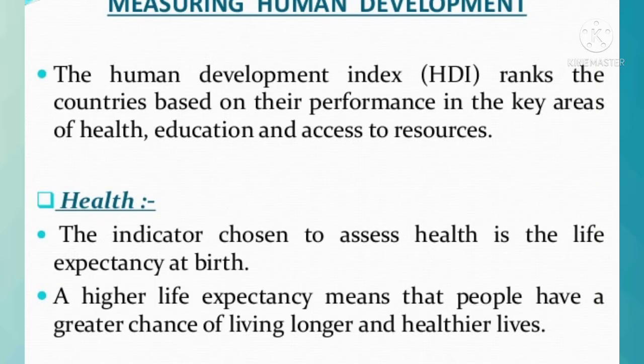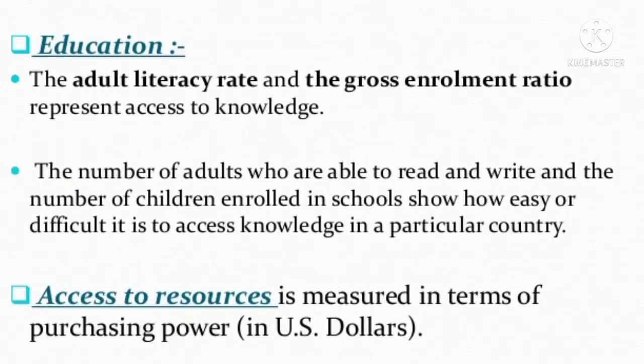Now let's come to our second topic, that is measuring human development index. If there is a human development, which is the positive growth in the human being, so how we can measure it? Is there any scale? Yes. The scale is there, which is known as the HDI or HPI. HDI means Human Development Index and HPI means Human Poverty Index.